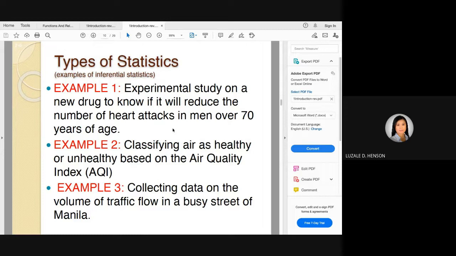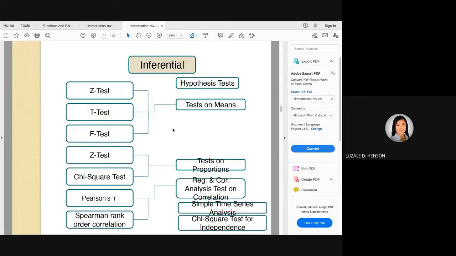Collecting data on the volume of traffic flow in the busy streets of Manila, pwede rin ganon. That's another example of inferential stat. Kasi nagbavary siya, class, no? You can only get a sample for a particular situation and then generalize it, but may limitation siya because you cannot generalize na it holds true sa lahat, only for that particular setting. So you need to also realize the limitation of your data.